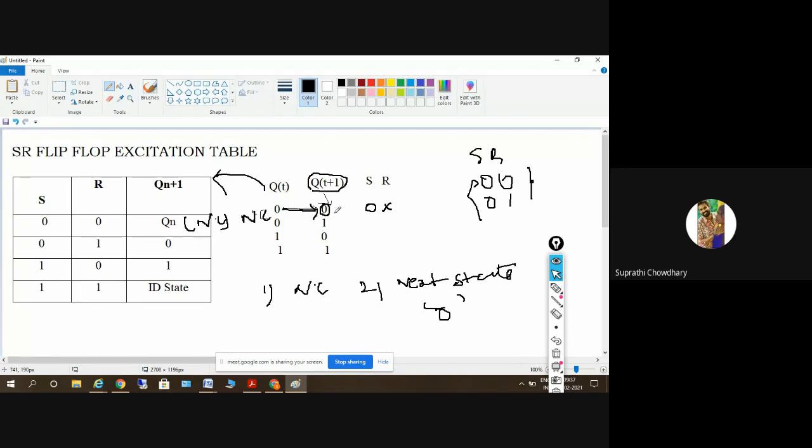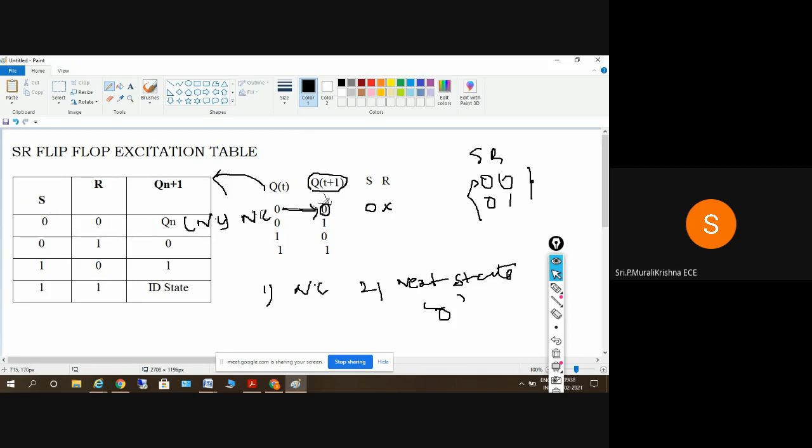Yes, sir. Okay, so 0 to 0 — why has it come? So there is a no change state. I mean, identify this as present state and next state here. So present state is 0, next state is also 0, which means no change state. So when is no change state possible? When S and R values are equal to 0 0, there is a no change state possibility here.